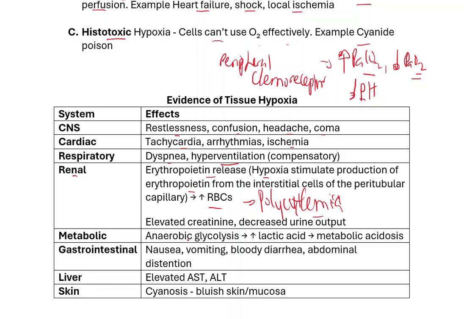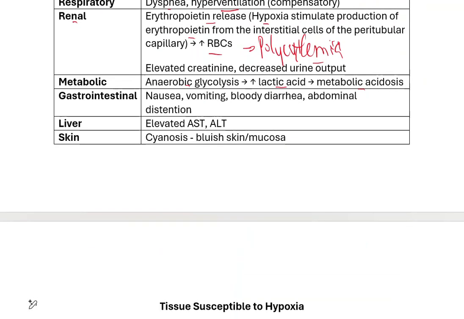And we spoke about this the last time, that the fate of the pyruvate, instead of being converted to acetyl-CoA to go into the TCA cycle, is going to be shunted to production of what? Lactic acid. And that could lead to metabolic what? Acidosis. And in the GI, they could have nausea, vomiting, bloody diarrhea, or abdominal distension. Liver, they could have elevated AST, ALT, and in the skin, if their saturation is decreased, they could have cyanosis, which is bluish skin or mucosal discoloration.